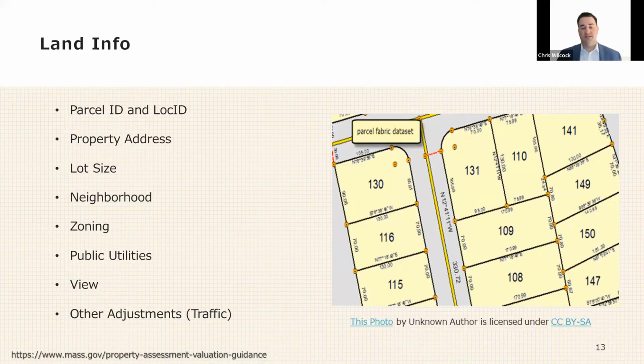There's other adjustments that you can make to the land information, which is traffic. Maybe there's a busy street that sells a little less than the street directly behind it. There are adjustments that you can look at for traffic. If the houses are selling the same and you have a large sampling, maybe it's time to look at that traffic adjustment to see if that's warranted or not.